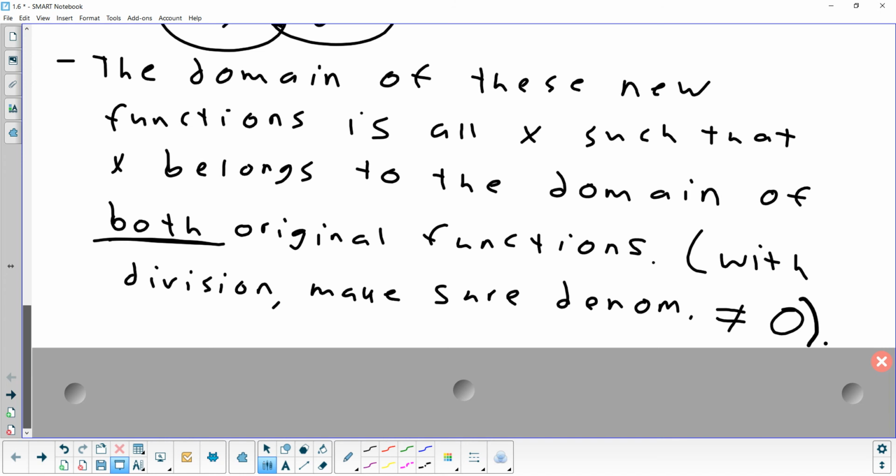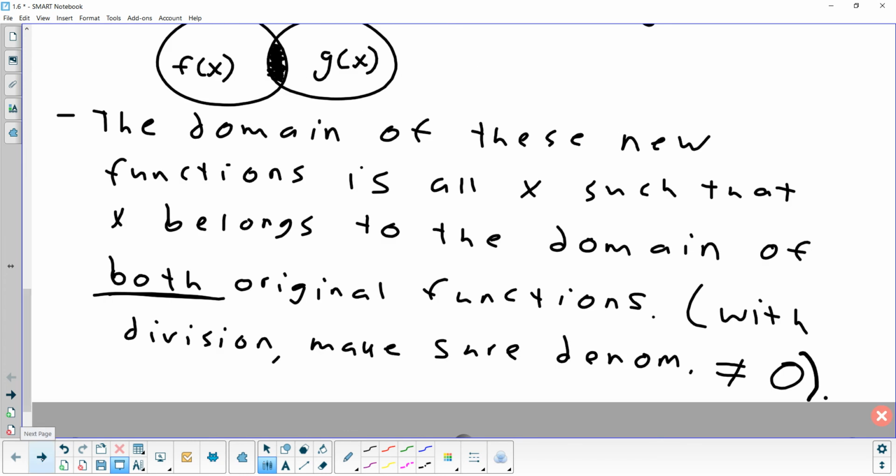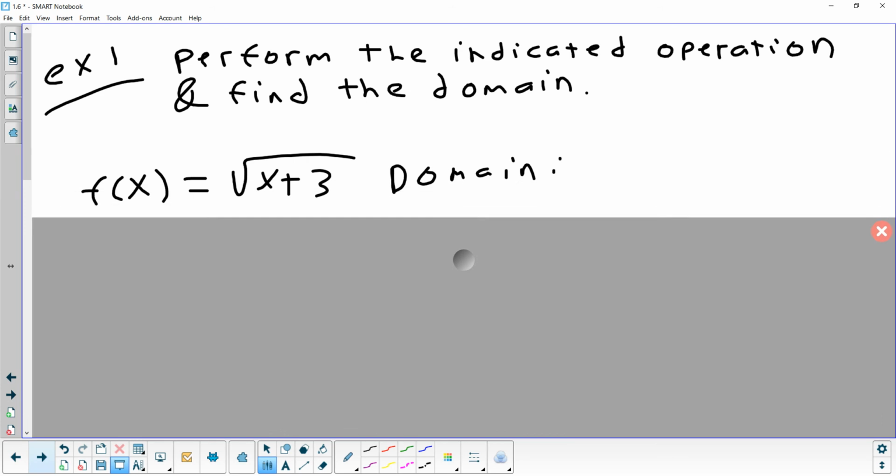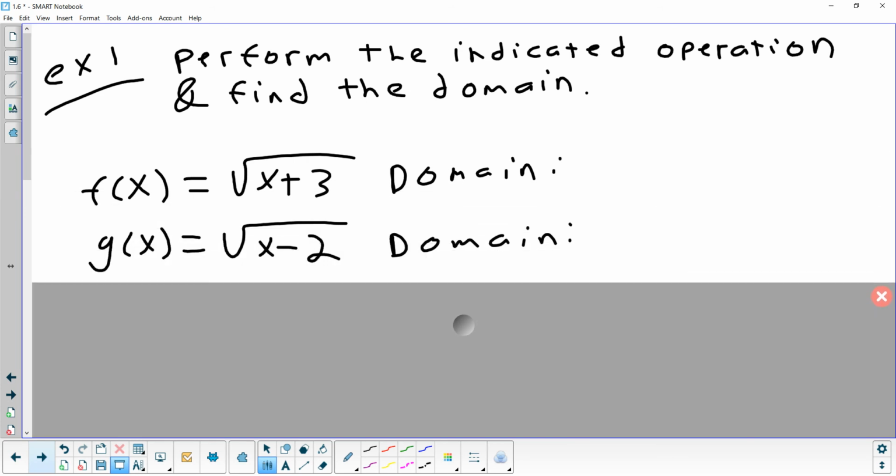So now we'll try an example there. Okay, let's start with this one. We don't know the operation yet. All I'm doing is giving you the two original functions, f of x and g of x. F of x is the square root of x plus 3. G of x is the square root of x minus 2.